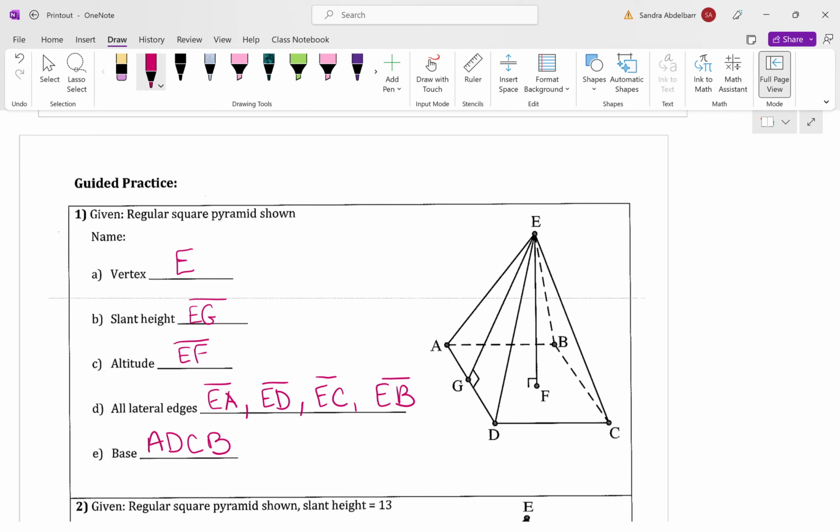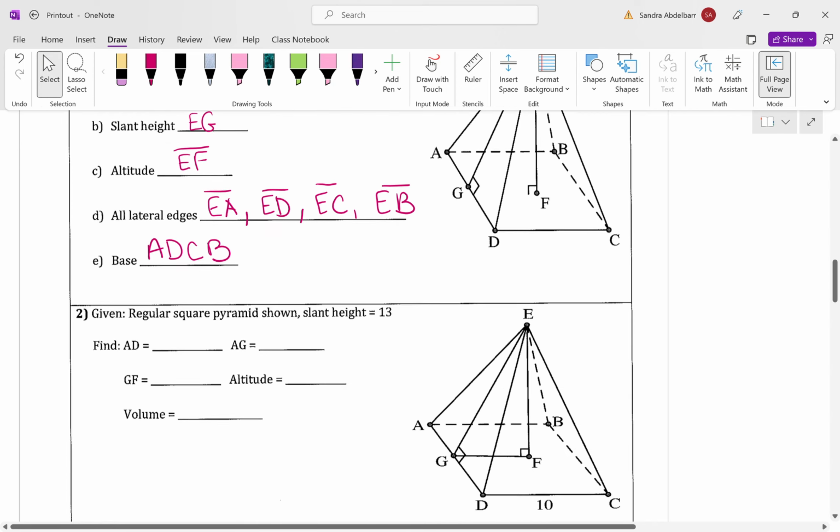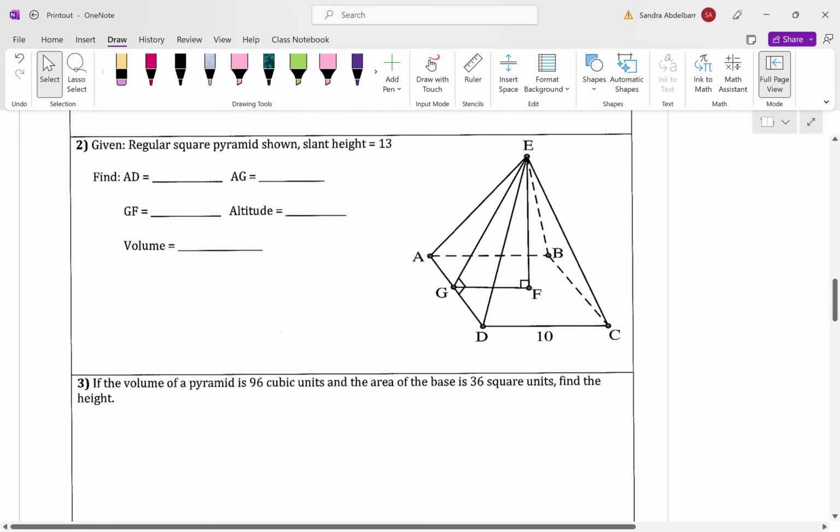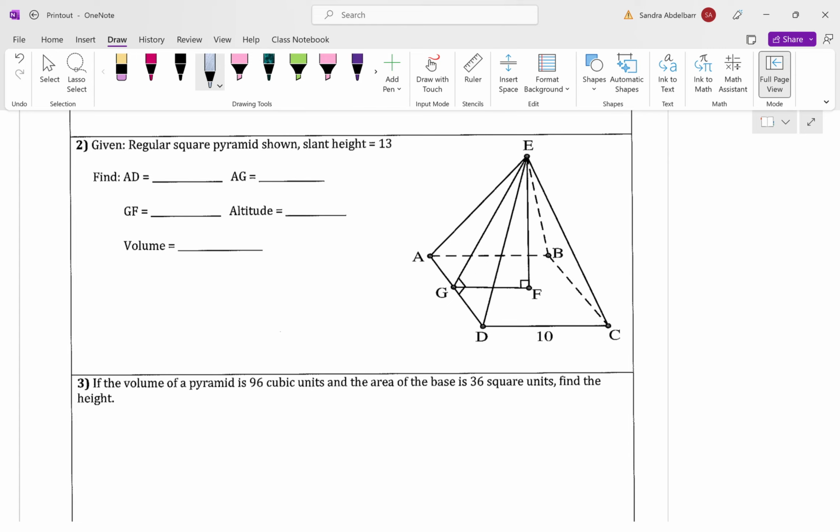How many people got that all right? Great. All right, so for number 2, it says, given the regular square pyramid shown, the slant height is 13. So in this diagram, which segment am I labeling as 13? You got it. EG is 13.